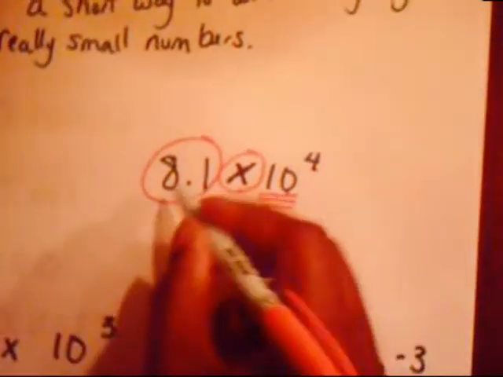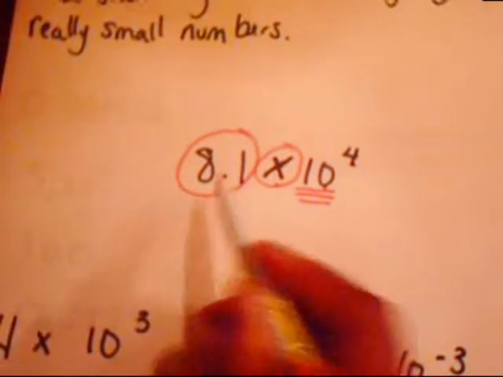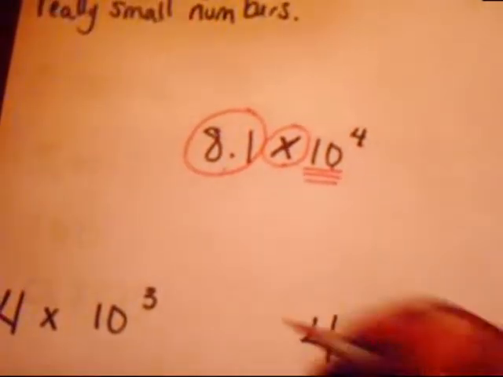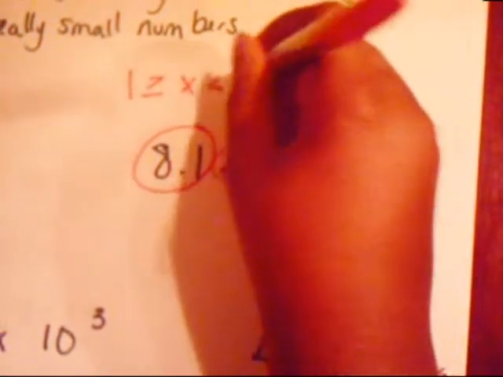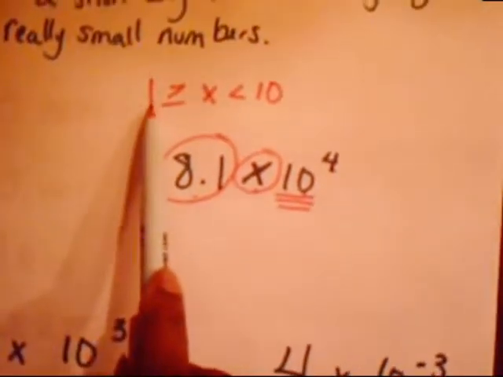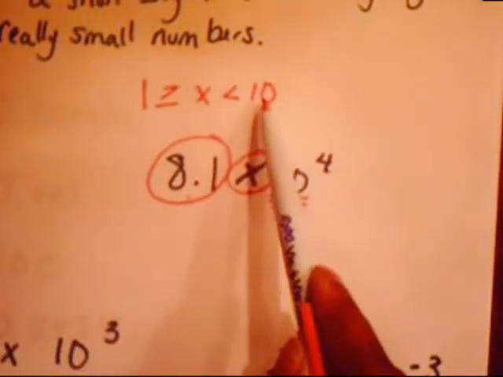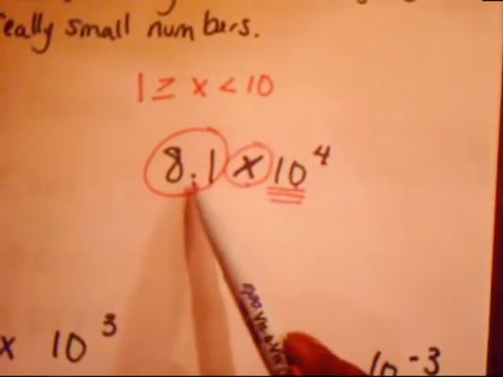Guys, something else I want you to know about the number that comes in the front of your times symbol. This number has very specific criteria. This number has to be 1 or greater, but it also has to be less than 10. So basically what I'm saying is the number can be 1 or bigger, but it has to be at most 9.99999. It cannot be bigger than 10.